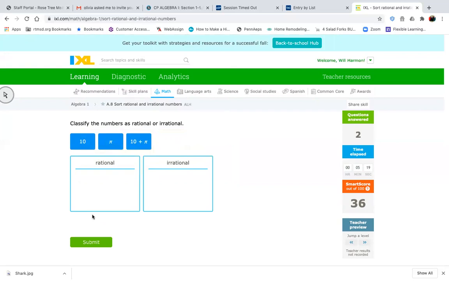All right, what about this one, 10? Rational or irrational? Olivia, what do you think? What about Mike? Is 10 rational or irrational? It's rational. Very good. What about pi? John, is pi rational or irrational? Irrational. Pi is irrational.